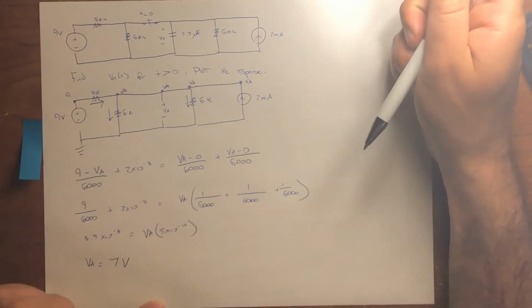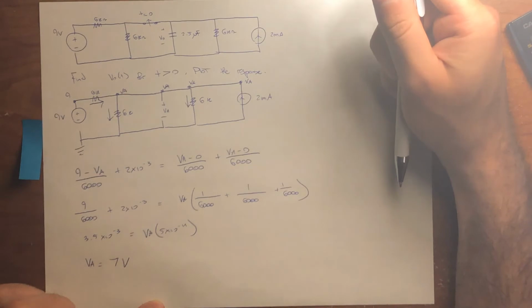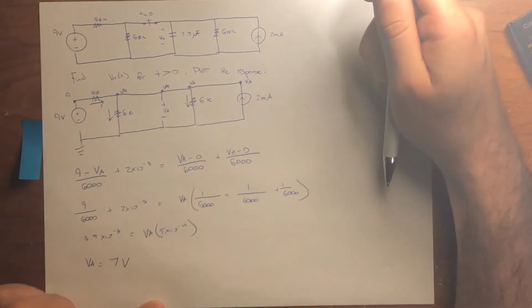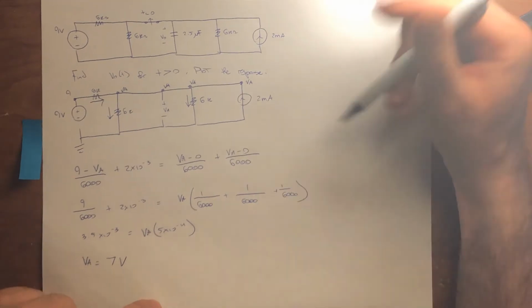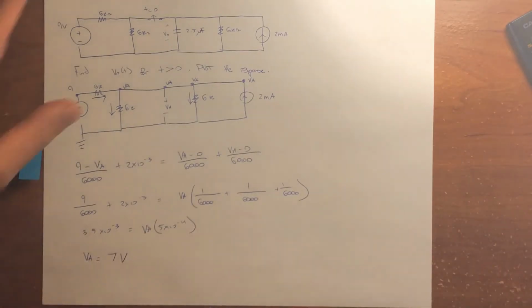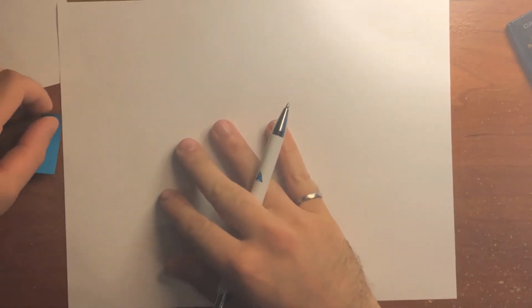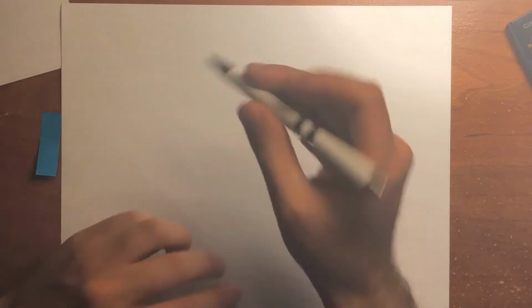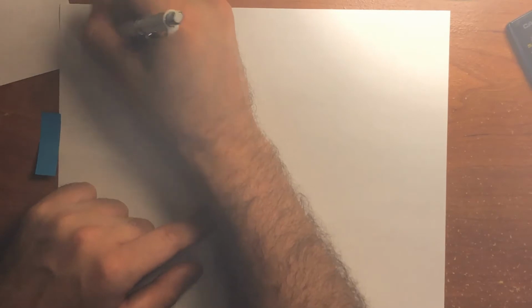Okay, so we know the voltage across the capacitor before the switch opens up. Now let's find the voltage across the capacitor after the switch opens up. In order to do that, let's redraw the circuit, showing that the switch opens up.